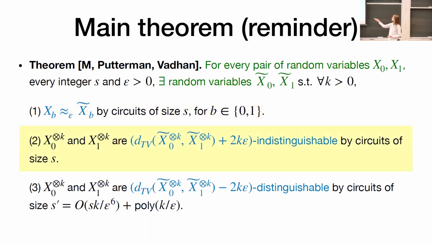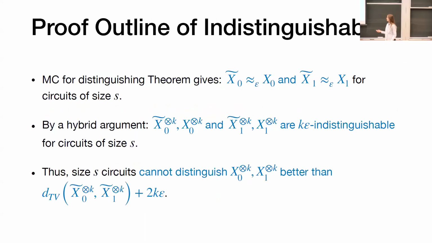The second point is indistinguishability of x0 and x1 to the k. This is going to follow via a rather standard argument, a hybrid argument. We have that x0 tilde is epsilon indistinguishable from x0, and the same holds for the 1 variables. There's a standard method in cryptography and complexity to amplify this to indistinguishability of product distributions, and we'll just follow that general method. We'll use that the advantage of any efficient distinguisher is upper bounded by the total variation distance.